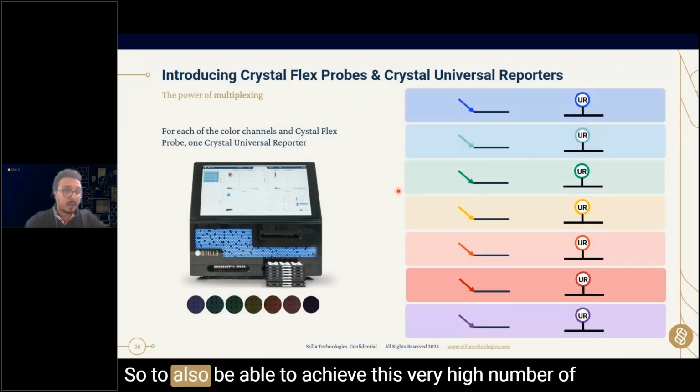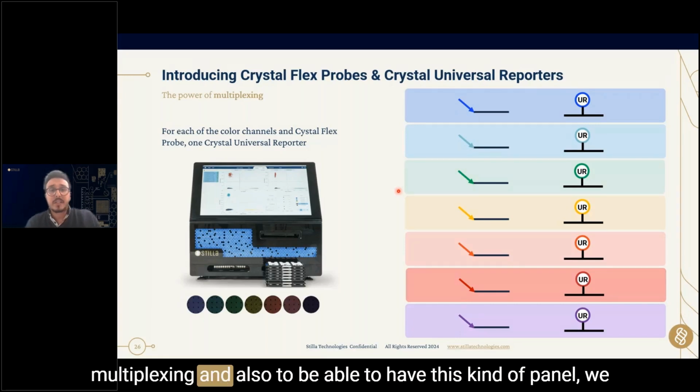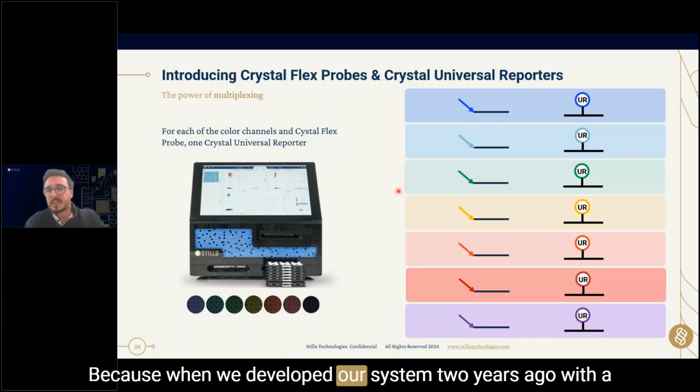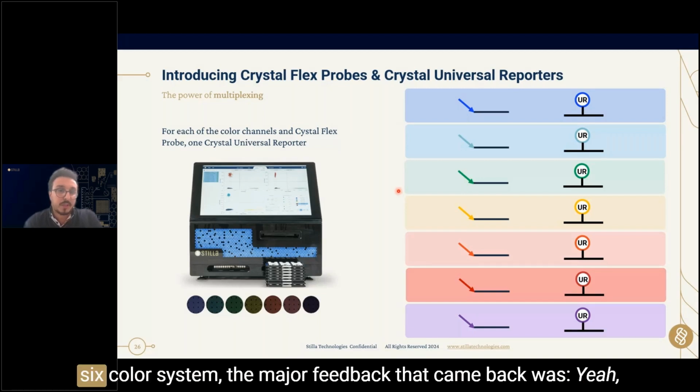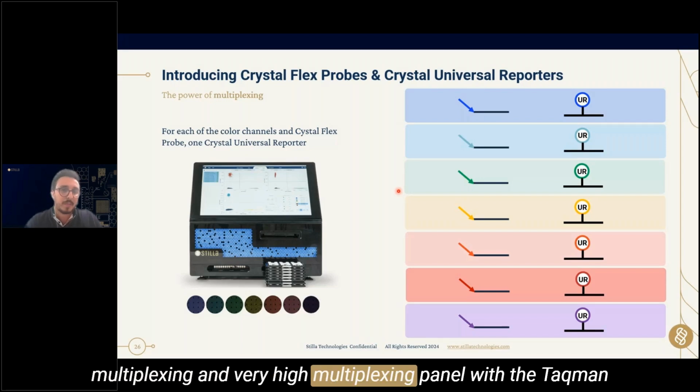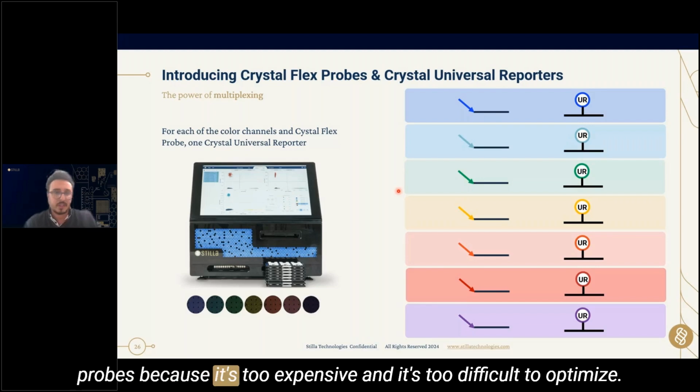So to also be able to achieve this very high number of multiplexing, and to be able to have this kind of panel, we developed at Stilla a chemistry solution to do that. Because when we developed our system 2 years ago with the 6-color system, the major feedback that came back was, that's great to have a 6-color system, but it's very difficult to do multiplexing and very high multiplexing panels with the TaqMan probes, because it's too expensive and too difficult to optimize.